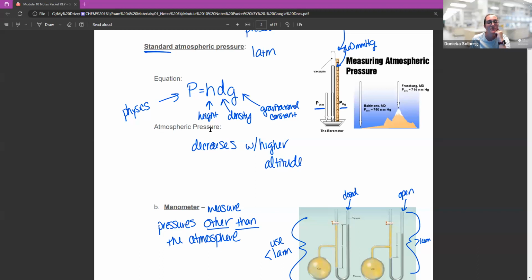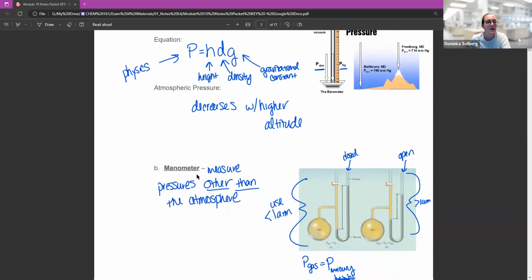So atmospheric pressure decreases with higher altitude. You hopefully know that from other classes, but as you go higher, there's actually less gas particles. So there's less pressure pushing on you, which is why you can get all kinds of altitude sickness and things like that. There's not as much oxygen and there's not as many particles in general.